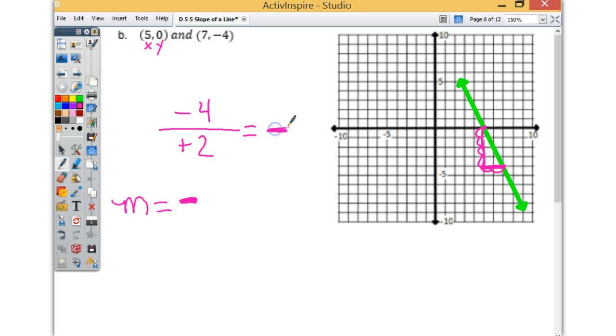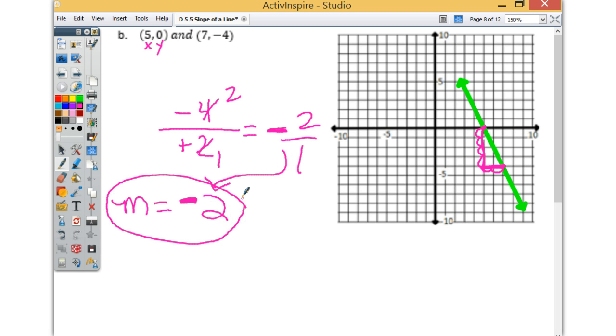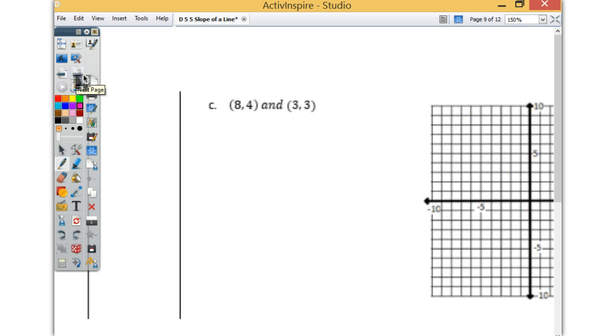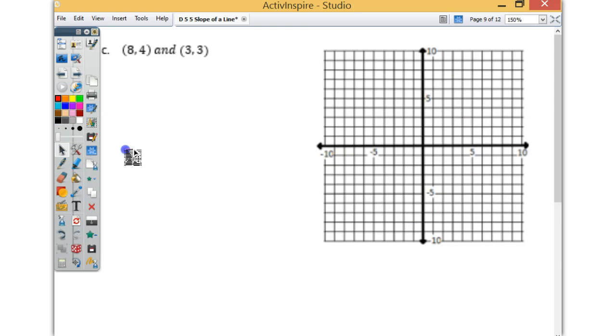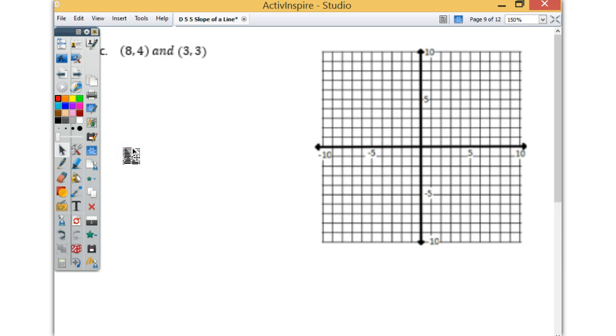A negative what? 2 goes into here once. 2 goes into here 2. A -2 over 1, or better yet, just a negative what? 2. Excellent. Just a -2. All right, now the last part of our notes, let's skip this one time-wise. Okay? I'm going to skip this one due to time.